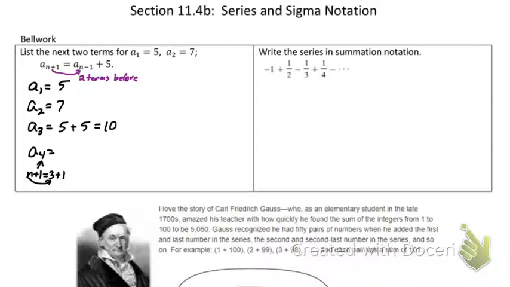So if I plug it in the other side, I'd have a sub 3 minus 1 plus 5. Noting that a sub 3 minus 1 is a sub 2. A sub 2 was 2 terms before. That's 7 plus 5, which equals 12. So the correct answer was D. D12.